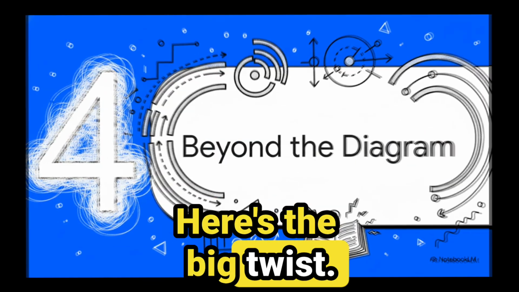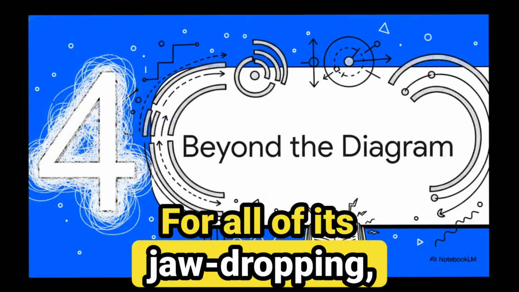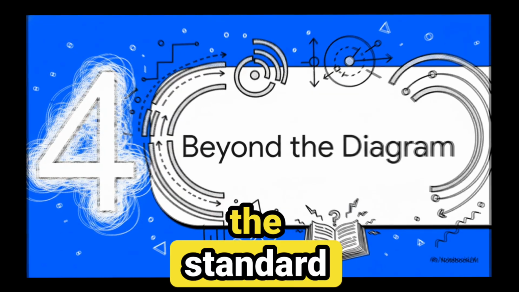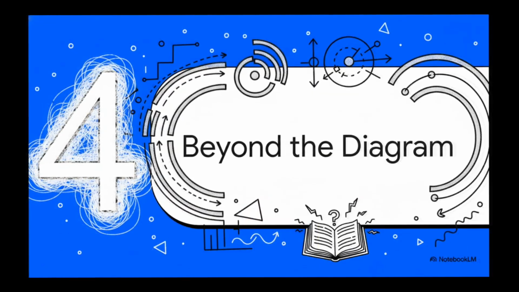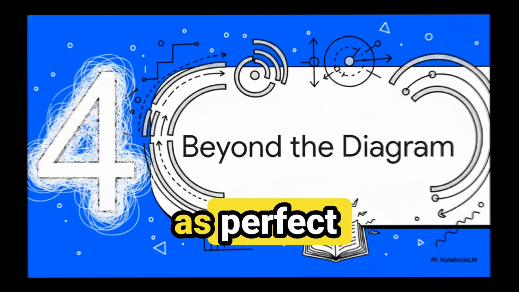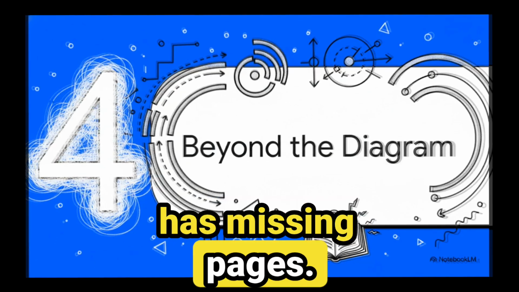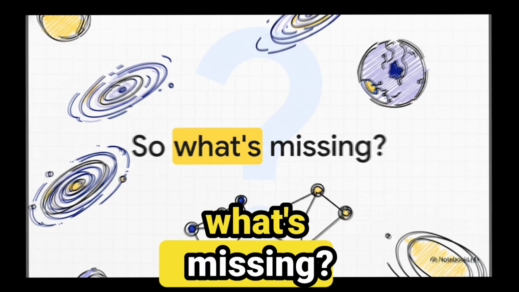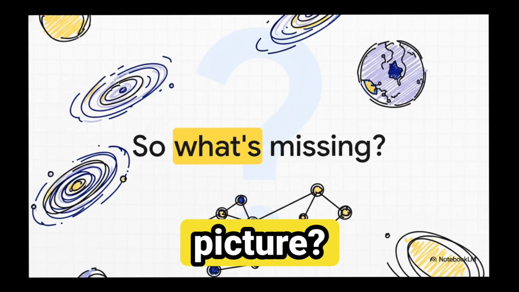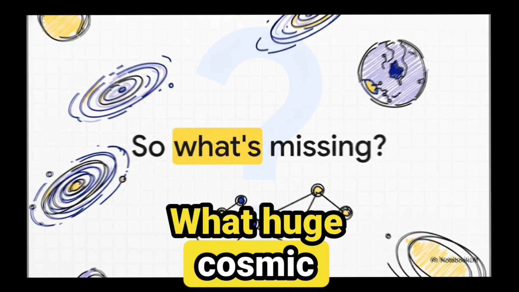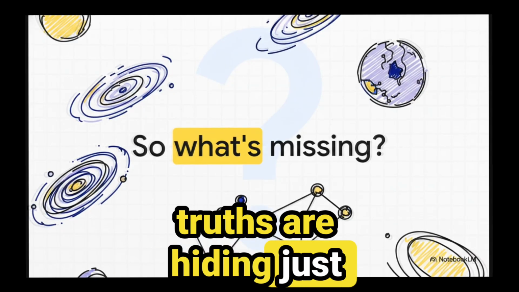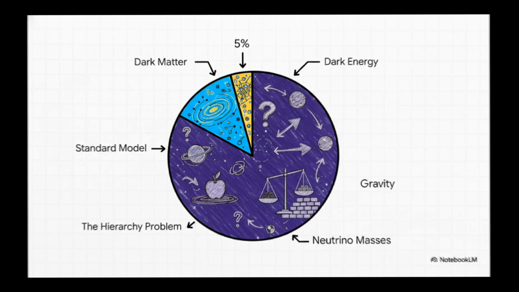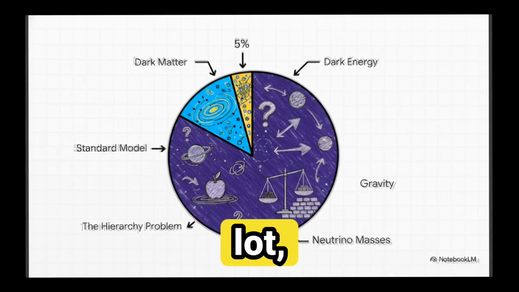It's just incredible. But, and you knew there was a but coming, right? Here's the big twist. For all of its jaw-dropping, mind-boggling success, the standard model isn't the final word. Our quantum playbook, as perfect as it seems, has missing pages. So, we have to ask the question, what's missing? What's not in this picture? What huge cosmic truths are hiding just beyond the edge of our diagrams? Yeah, it turns out a lot, a whole lot.